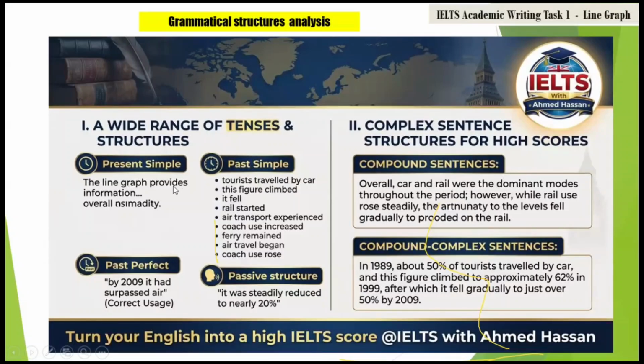Line graph provides. We use present simple to express a fact, but how can we use the verb in present simple? We should add s if the subject is singular, and we should not add s or remove s if the subject is plural. Line graph is one or more than one? One line graph is a singular subject. If we have line graphs, we will write provide, not provides. And here we have subject-verb agreement.